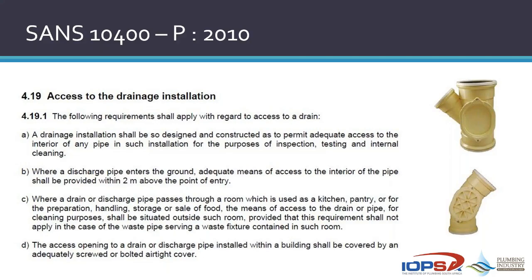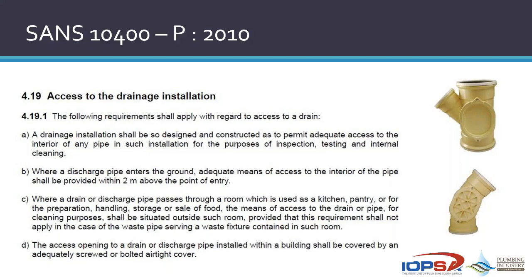So when you look at a stub stack, you've got an IE cap or an end cap that can screw off, or you could take it off and gain access. If it's a single stack going up to the first and second floor or storey, then you need to provide access within 2 meters so you could actually get into the drain from that stack.